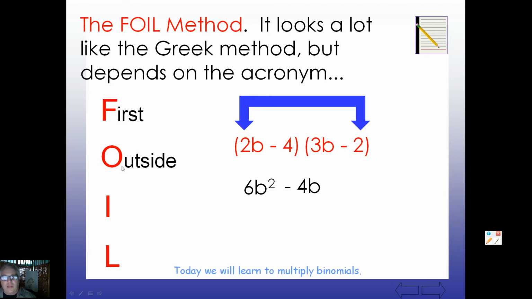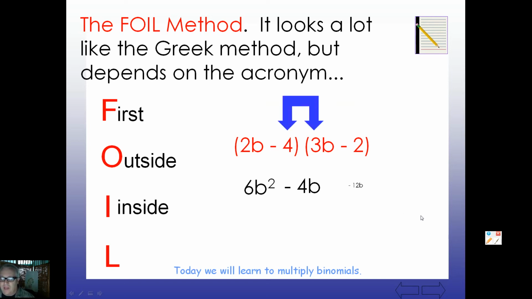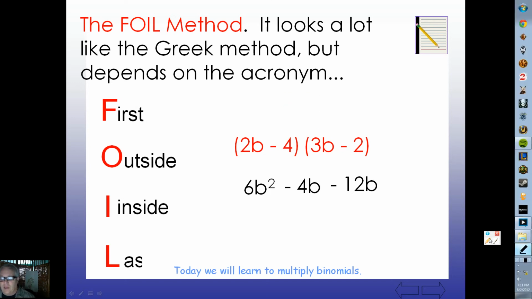Well, if O is outside, what do you think I is? You're probably right, inside. So we're going to multiply the inside terms, negative 4 and 3b. And finally, L is going to be, if we have first at the beginning, so L might be last. Okay, so last. The last terms, negative 4, negative 2.